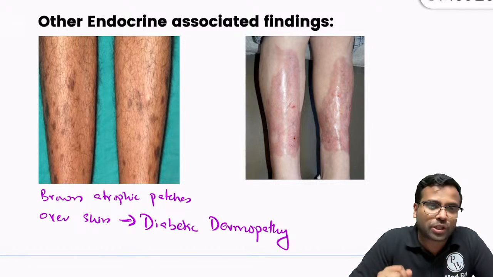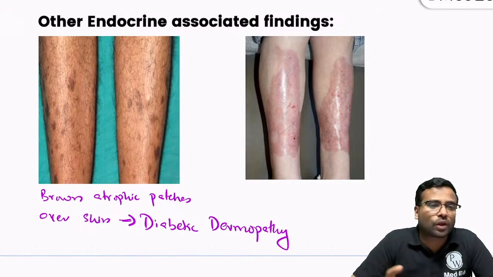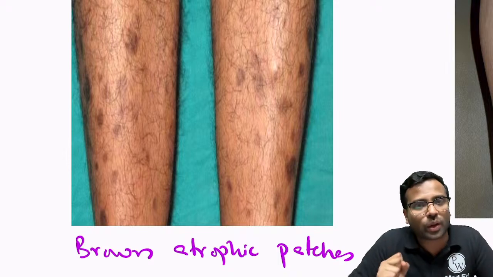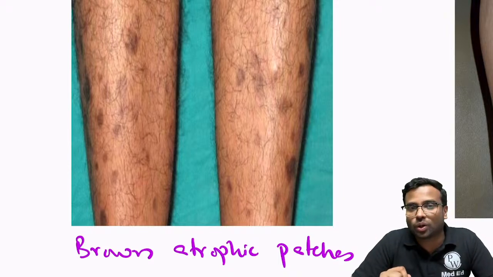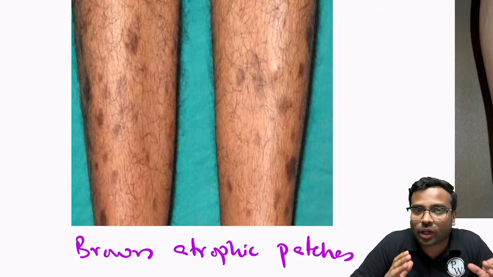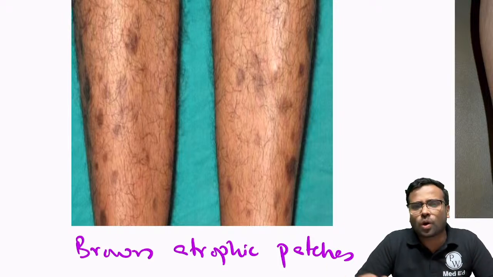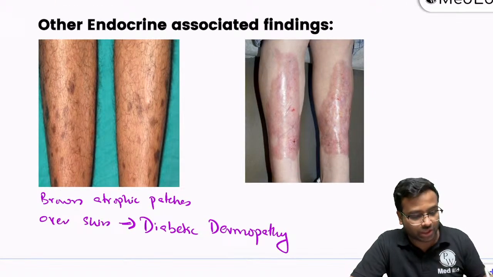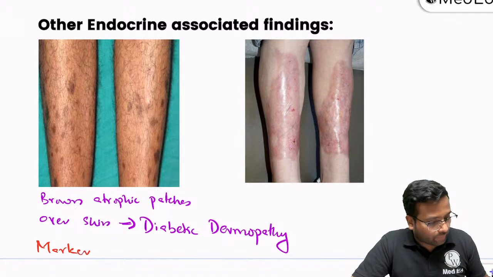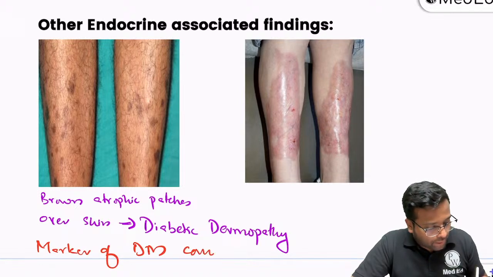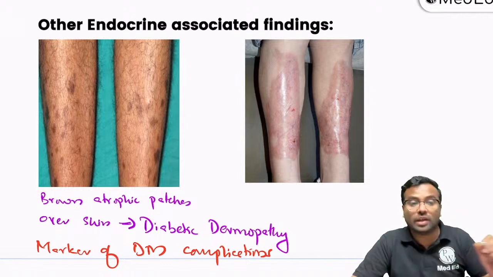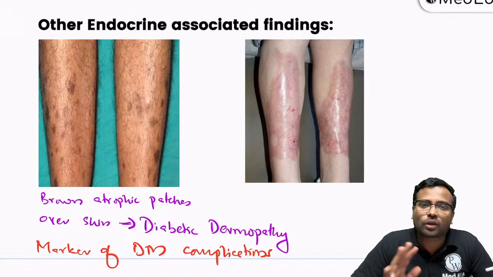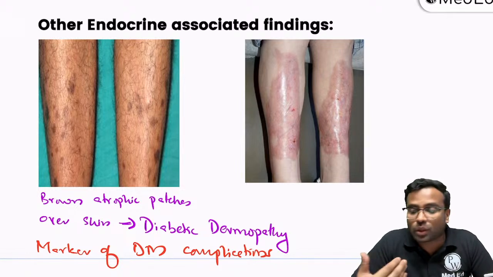So whenever you find a patient who complains that there are some brown atrophic patches, like what you can see here, then you will ask the patient how long are you diabetic and whether there is good diabetic control or not. And then you get to know that the patient has a long standing history of diabetes, most probably with poor control, since this is a marker of DM complications. So what we do is investigate for diabetic retinopathy, diabetic nephropathy and all. All those microvascular complications, we can just try to screen the patient.